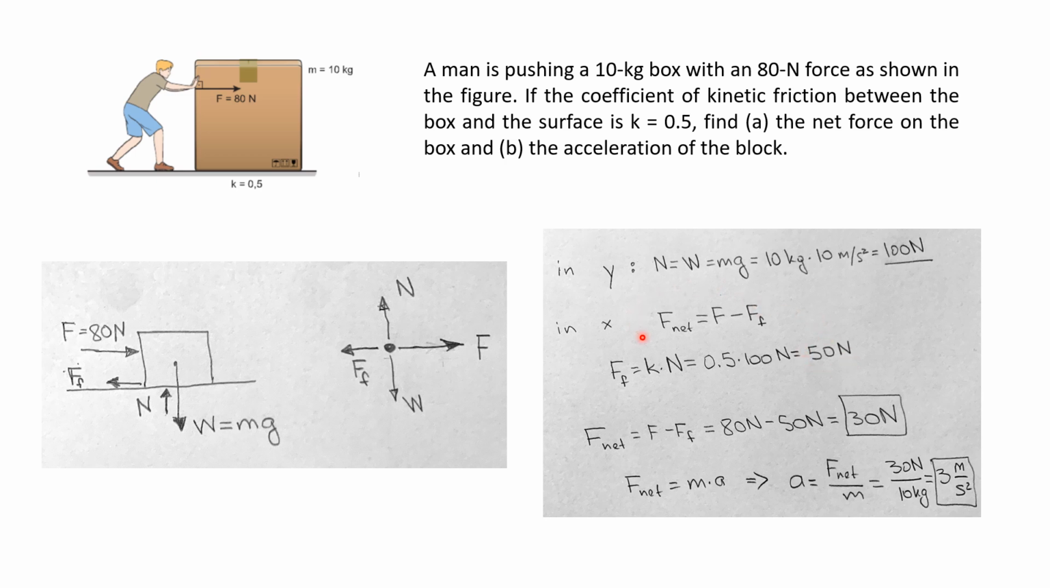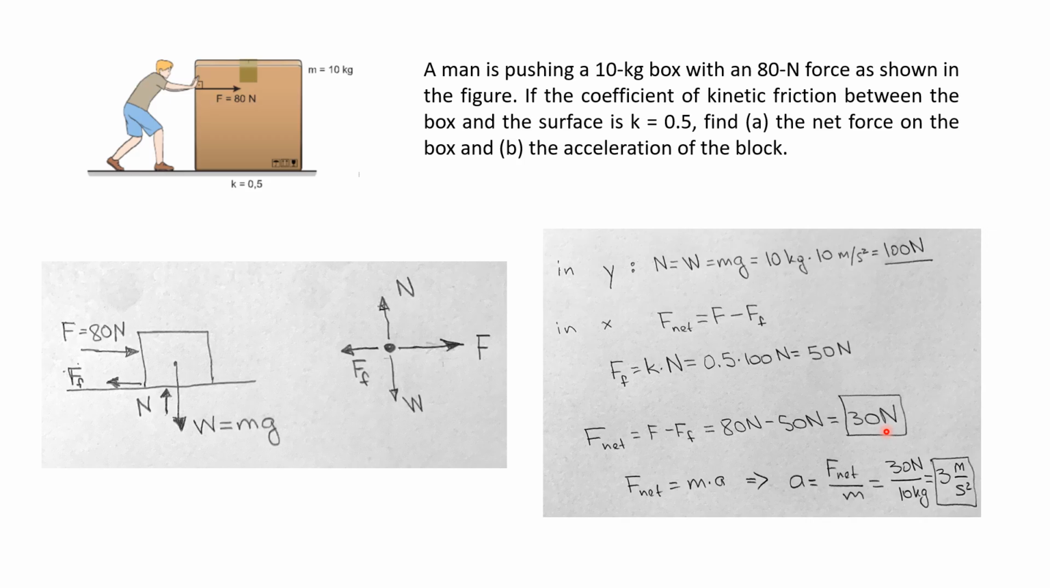So now the net force is going to be the pushing force minus the friction force. So the net force is essentially 80 newtons minus 50 newtons, which is 30 newtons. So this answers part A of this problem. The net force on the box is 30 newtons.